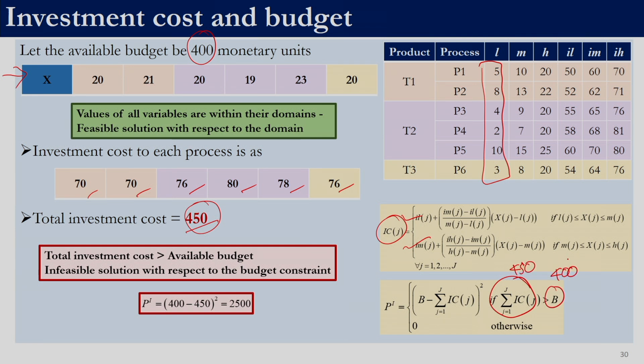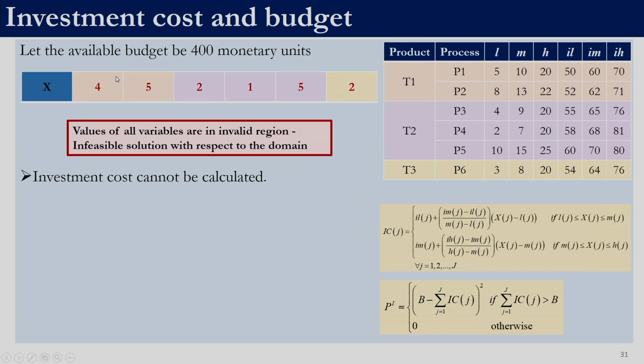So this solution falls under this equation. It will be 400 minus 450 the whole square, that is the penalty. So 50 square, 2500. This is the penalty due to the violation in investment cost.